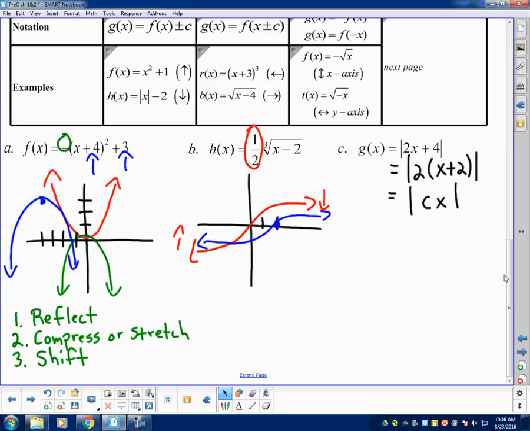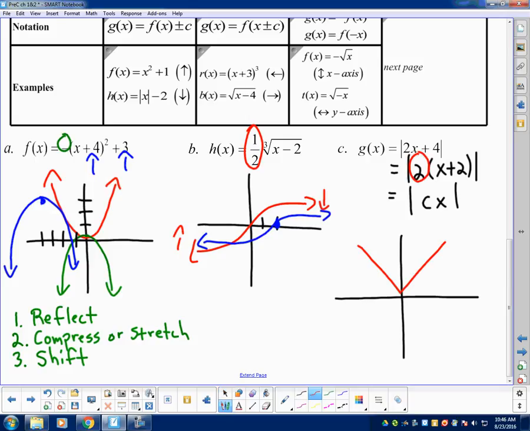We'll go ahead and draw our xy grid. This is an absolute value function, which looks like this. Here's the parent graph. And there's no reflection. We don't have any reflection. There's no negative sign out in front of the absolute value, nor is there a negative sign in front of the 2 that you see in the absolute value. So we don't have any kind of reflection.